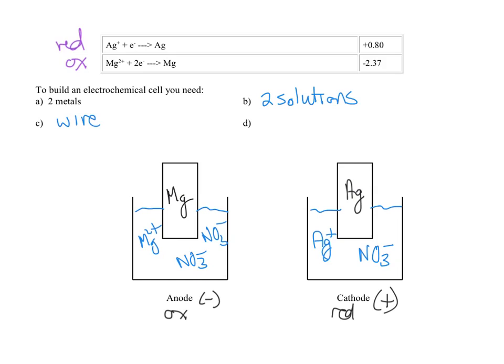Next thing you need is a wire. So you need two metals, two solutions, and a wire. The wire is used to connect the two pieces of metal. And so usually you draw two lines and in between them you put a circle with a V. The V stands for voltmeter. So it's just a device that measures voltage just to detect that you do have a current.